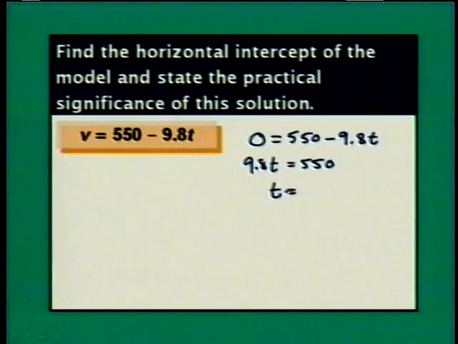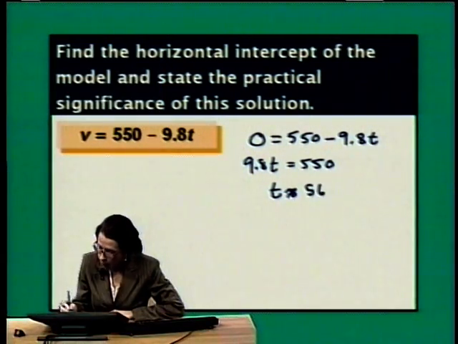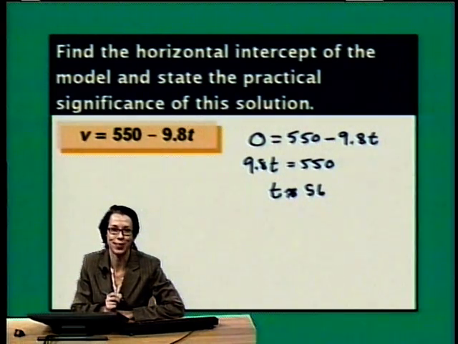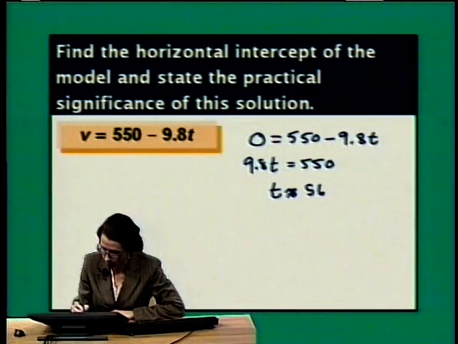So I've got to change this to a squiggly. This is going to be about 56. So I know just about where the horizontal intercept is. So let's see what this is going to tell me.